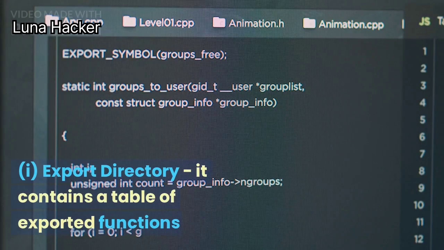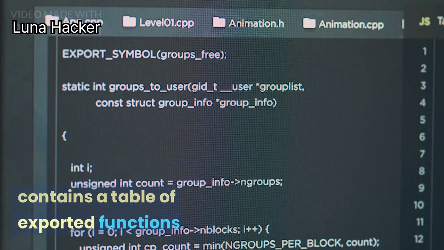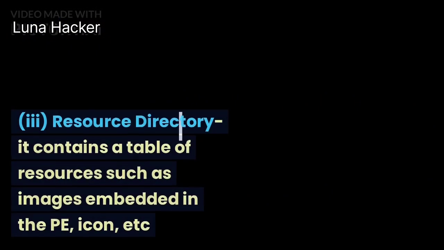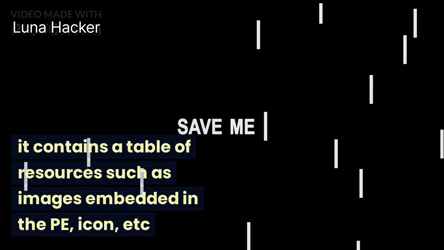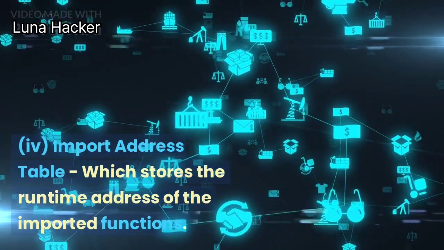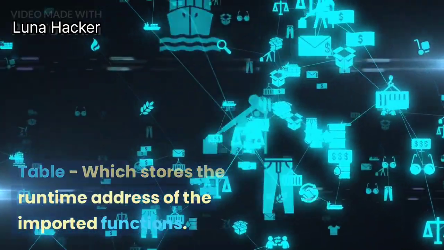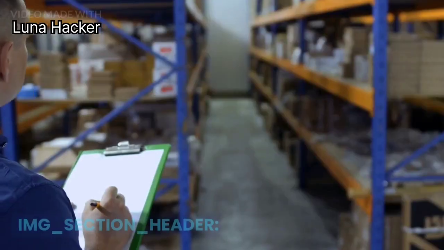Some of the important data directories. I, export directory. It contains a table of exported functions. II, import directory. It contains a table of imported functions. III, resource directory. It contains a table of resources such as images and icons embedded in the PE. IV, import address table. It stores the runtime addresses of the imported functions.